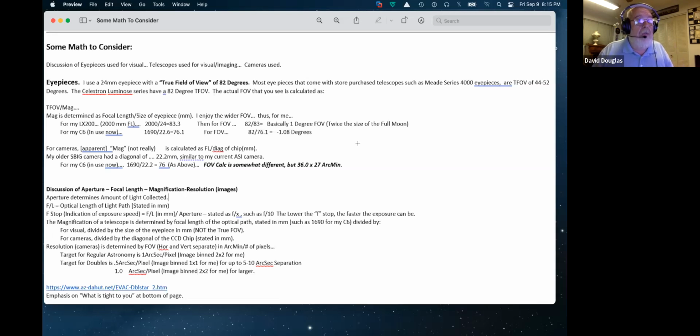The larger the aperture, the more light you're going to collect. There's some formulas that work into that. I'm not going to go into some heavy math, but it's available.